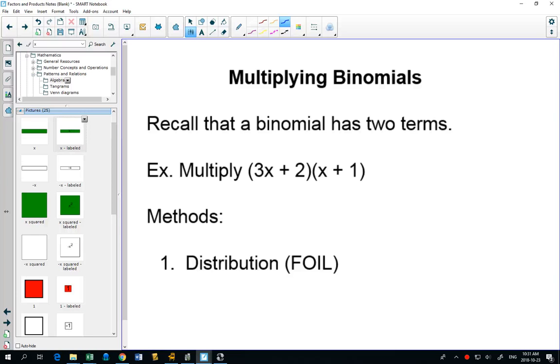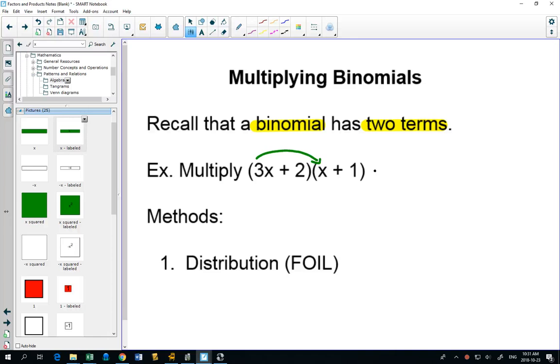Multiplying binomials. First of all, this is good to recall a couple of our definitions from grade 9. What is a binomial? Something with two terms. And if you multiply a binomial by another binomial, so if I'm multiplying 3x plus 2 times x plus 1, I have already shown you with colors this.